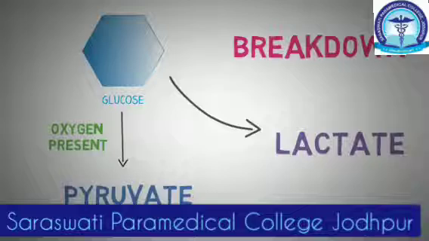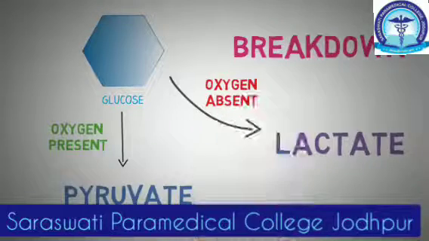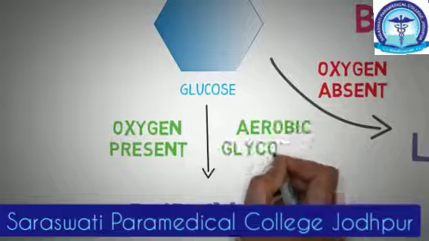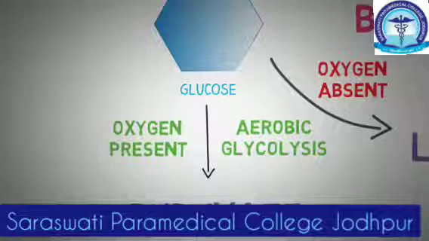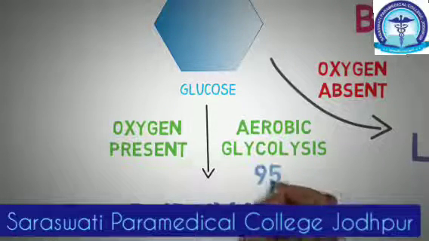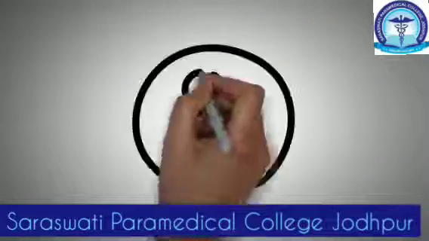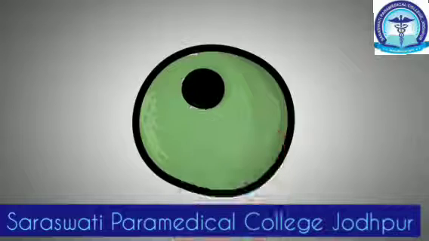If oxygen is available, we call it aerobic glycolysis, and almost all of the glycolysis that takes place in humans is aerobic, except in some situations in which anaerobic glycolysis takes place, which doesn't require oxygen. We'll discuss these situations a little bit later in this video. Now let's start with the actual process of glycolysis.